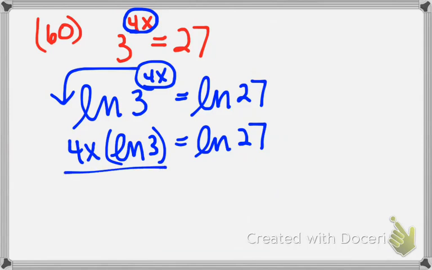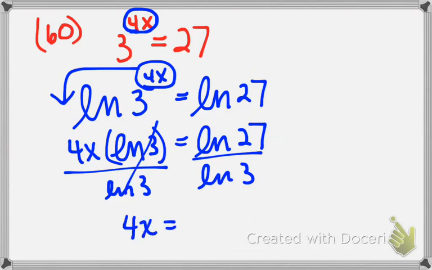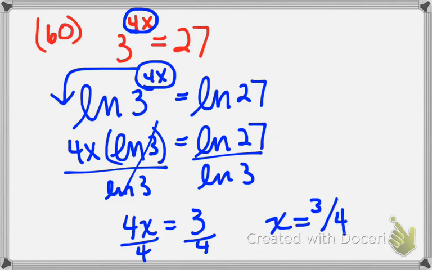And then I can divide by ln 3 on both sides. And I can go ahead and get a decimal for this one. Ln of 27 divided by ln of 3 is actually just going to be 3. And then to get x by itself, I'm going to divide by 4. So my solution is x equals 3/4.